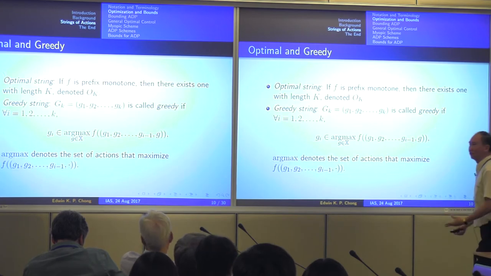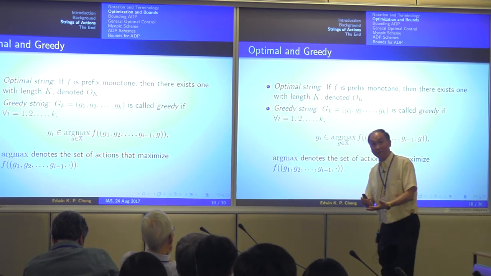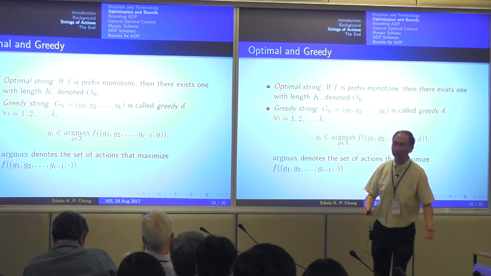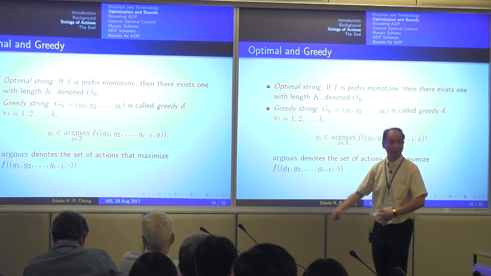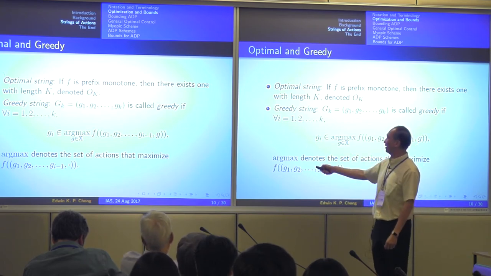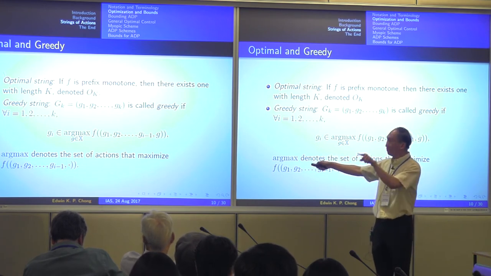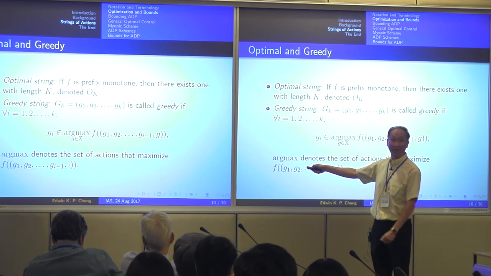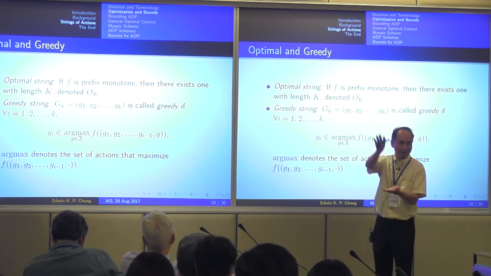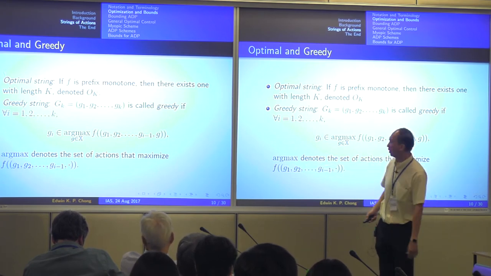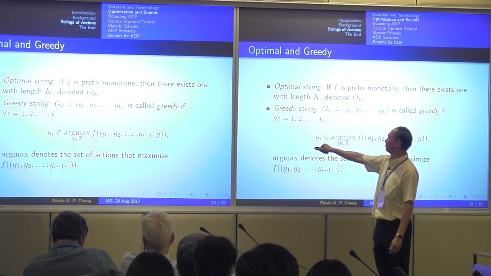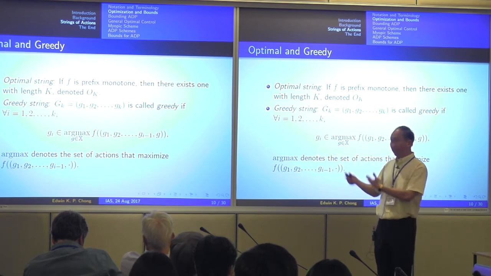Well, first of all, let's talk about what an optimal solution is and what a greedy solution is. An optimal solution is just a solution to that problem, OK? So if f is prefix monotone, then there exists one optimal string with length k, right? Because you can always extend it, and if it's monotone, it just gets no smaller. And let's call that O sub k, or O for optimal. So that's an optimal string.